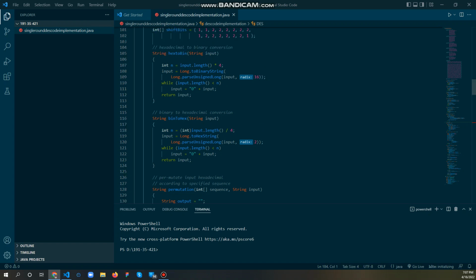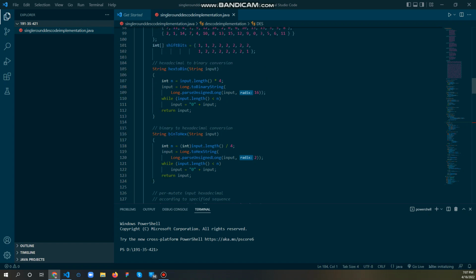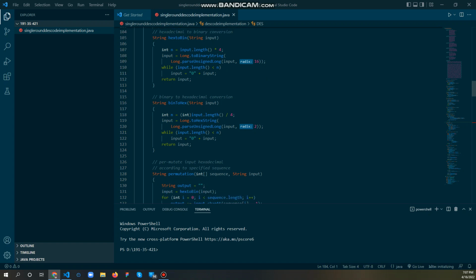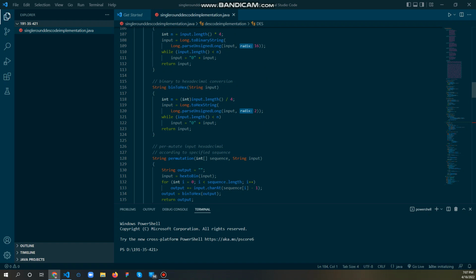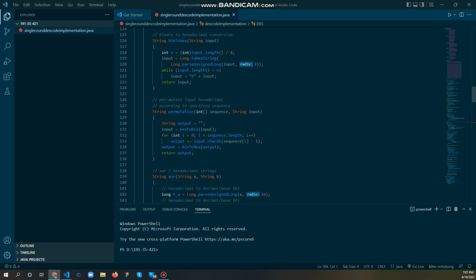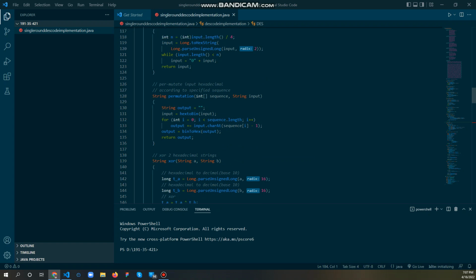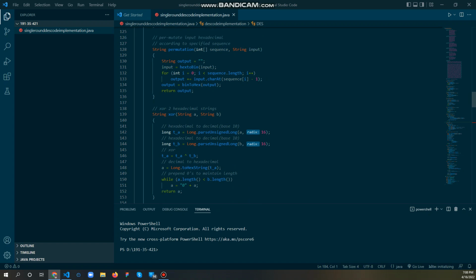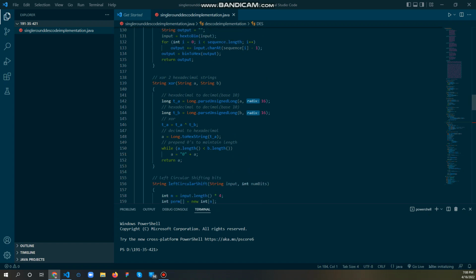This is the permutation. It is my code. It is the hexadecimal to binary conversion process. This is the binary to hexadecimal process. Permute the input in hexadecimal according to the specified sequence, maintaining the permutation in every bit. XOR two hexadecimal strings. Hexadecimal to decimal base 10, and decimal to hexadecimal. Prepend 0 to maintain the length. Left circular shift bit.